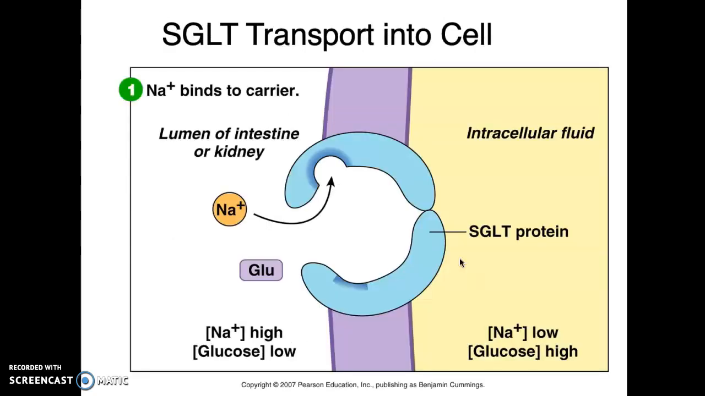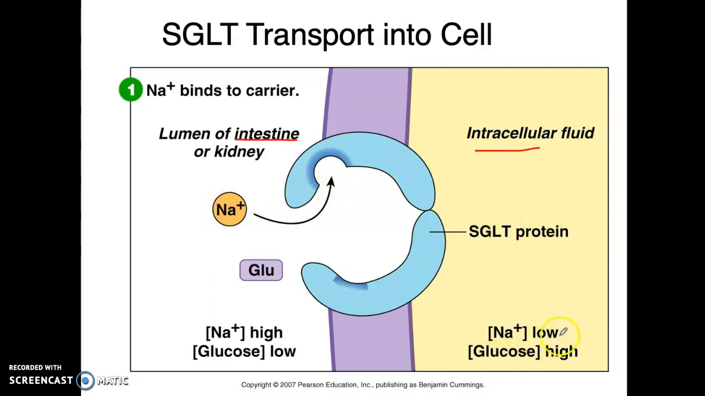Let's look at the model again. I'm going to use a pen. You have the model here of what that protein would look like. This is the lumen of, let's make it the intestine, okay? Because we're eating a granola bar or eating that burger. And sodium is higher in concentration here in the lumen, and inside the cell, the intracellular fluid, it is lower. So it'll diffuse naturally from where it's high to where it's low.